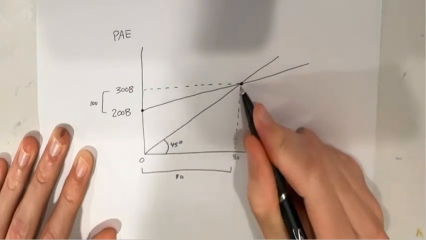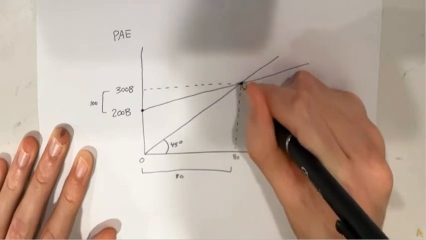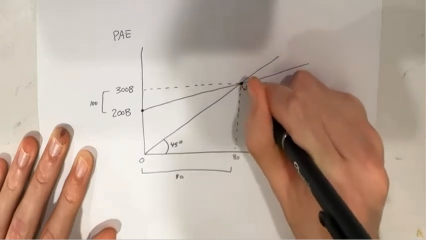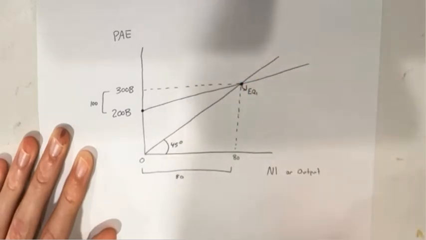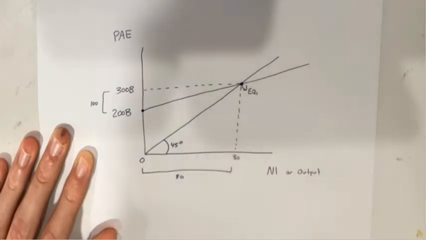Where the AE line and 45-degree line intersect, that's our equilibrium. We'll annotate it as EQ1. If this were to occur at $1 trillion of income, our economy could technically still be considered in a stable state, as long as spending matches income, and that's where this equilibrium makes sense.